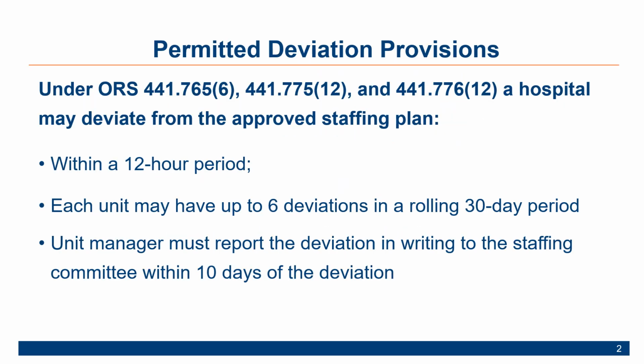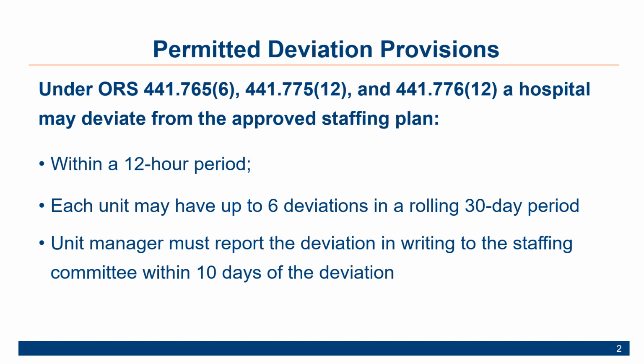Permitted deviations provisions are outlined in the Staffing Regulations ORS 441-765 subsection 6 for nurse staffing, ORS 441-775 subsection 12 for professional and technical staffing, and ORS 441-776 subsection 12 for service staffing. These provisions allow a unit to deviate from the staffing levels in an approved staffing plan.